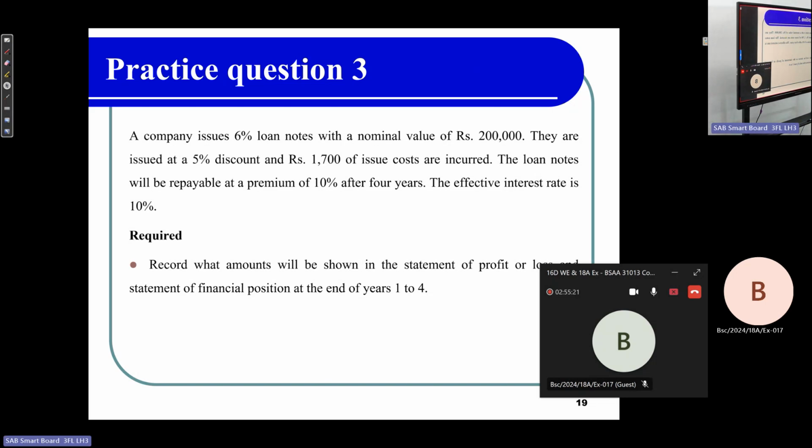Since we issued the instrument, we have an obligation to pay every year. We agreed to pay that. We have an obligation to settle it. Double entry: cash credit, liability credit.